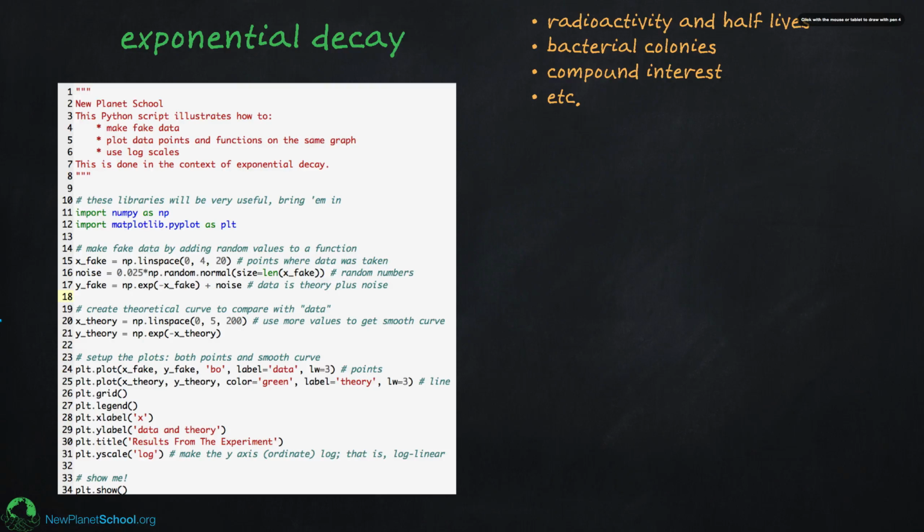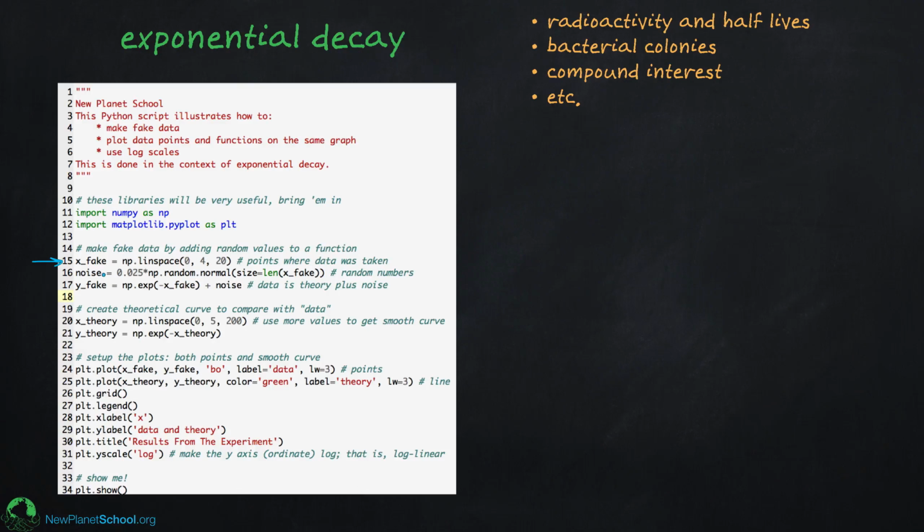Okay, so now what am I going to do first? First, I'm going to make fake data, and that's kind of a fun and useful thing to do. So let me just cover that really quickly. What I'm going to do is I'm going to set up a set of X points for my graph, and I'm going to use the NumPy linspace command so I can very easily generate points from 0 to 4, and I'm going to have 20 of them. And so those are going to be my fake data points, where I took the data, those 20 points.